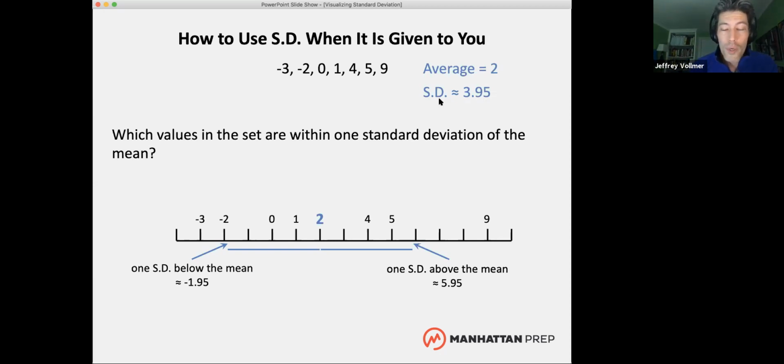Okay, and so what we're going to do is add the standard deviation and subtract the standard deviation to and from our mean and say, look, 1 standard deviation above gets me to about 5.95. 1 standard deviation below gets me to almost -2, but not quite. And so the values contained within that arm's reach of 2 are 0, 1, 4, and 5.